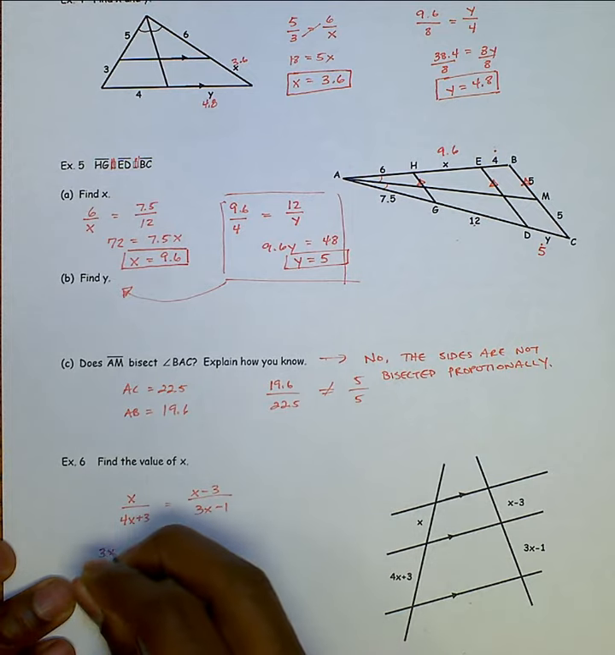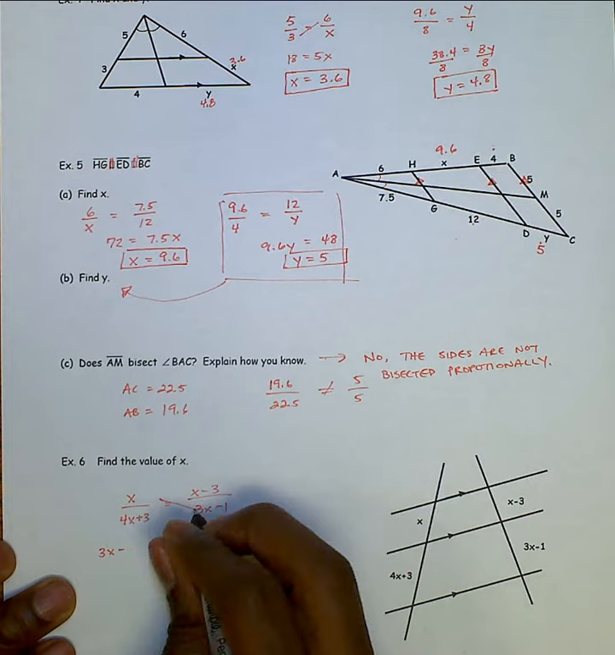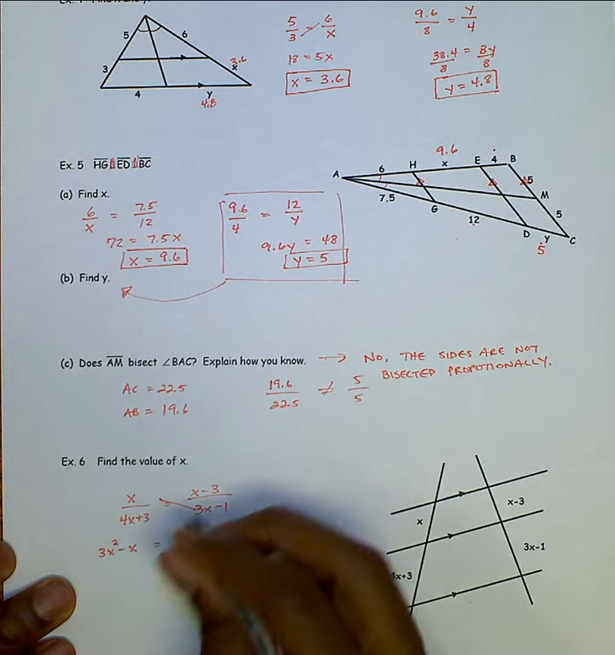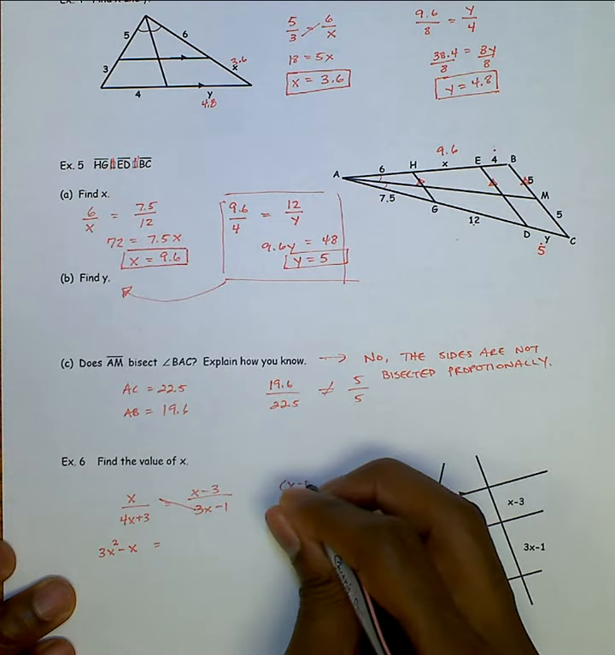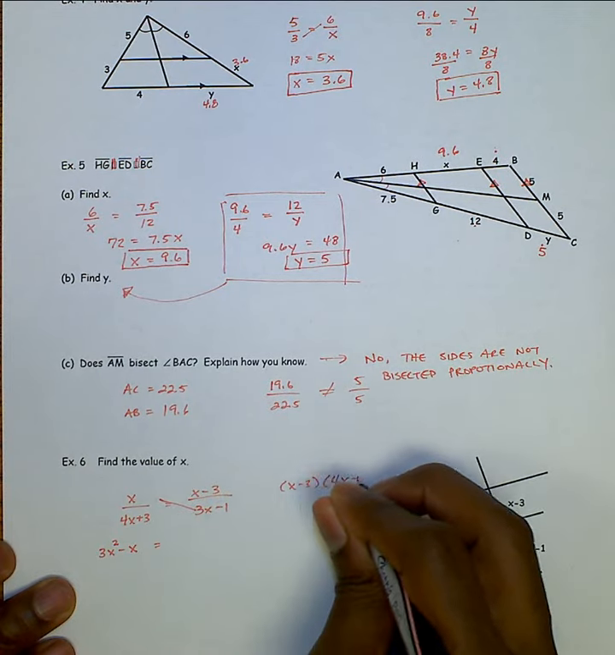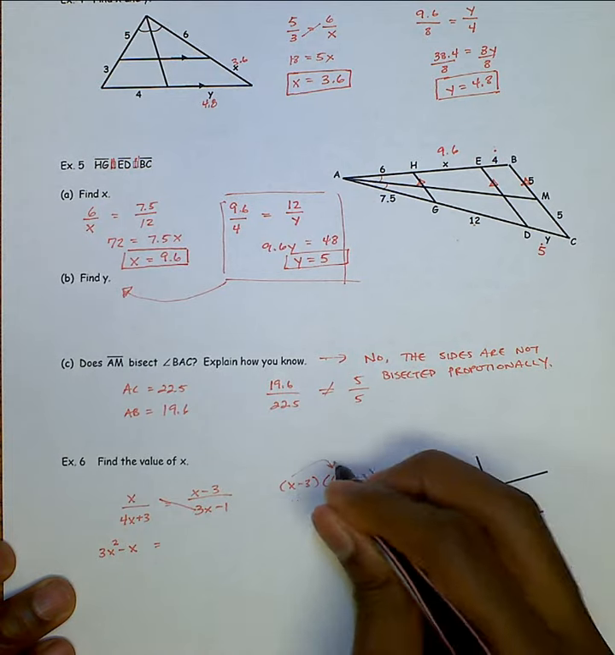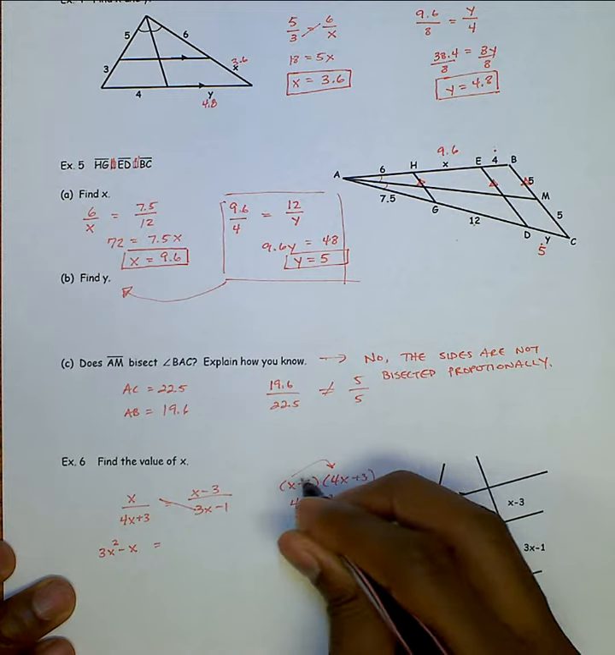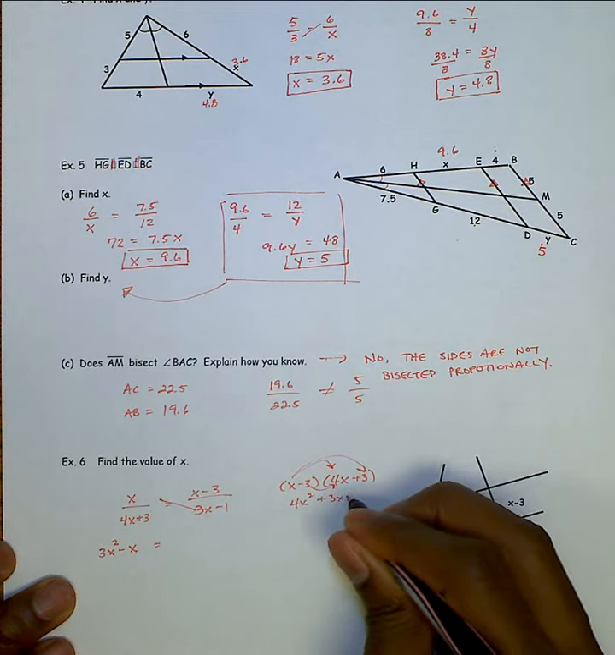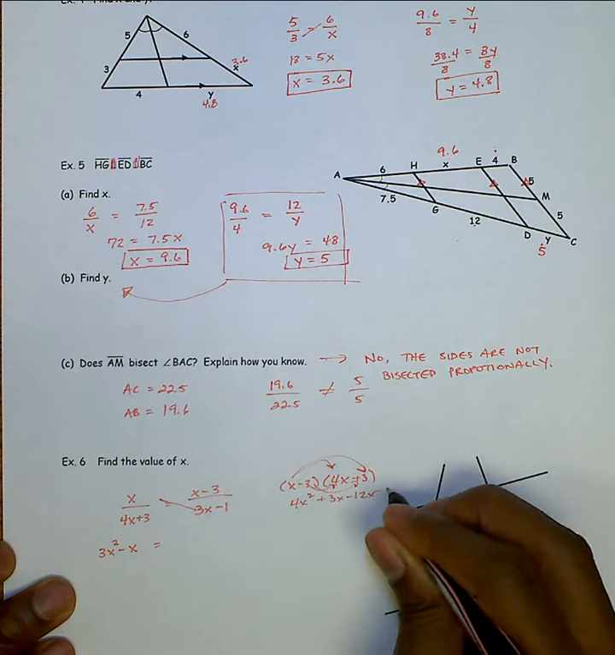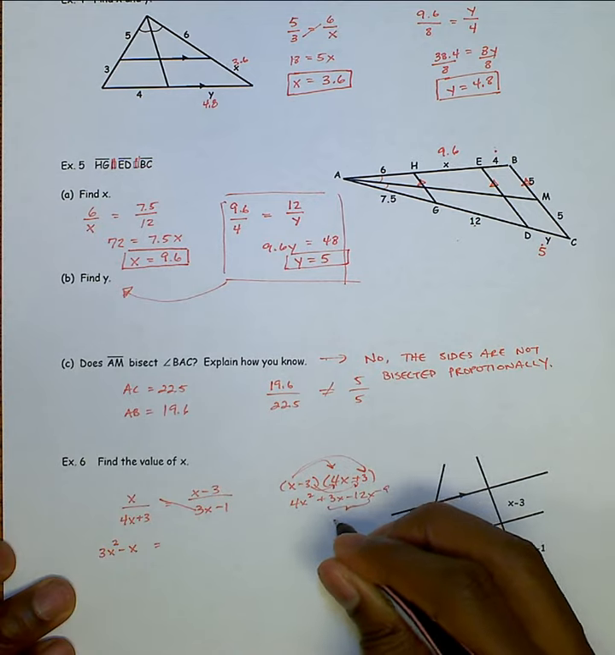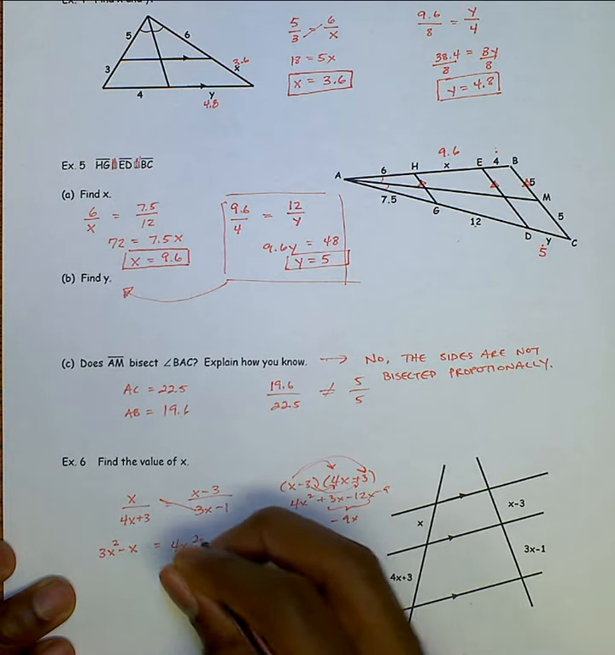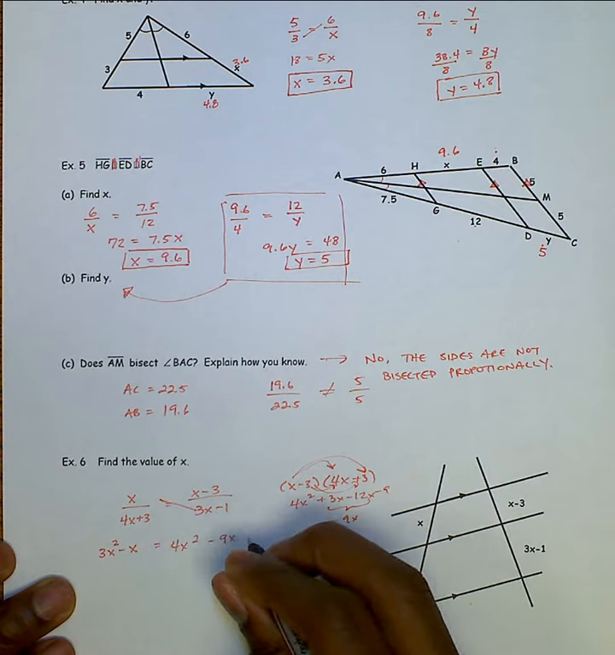3x minus 1 times x is 3x squared minus x. x minus 3 times 4x plus 3, I'll work that out here because that's a little more math: 4x squared plus 3x minus 12x minus 9. So we have equals 4x squared minus 9x minus 9.